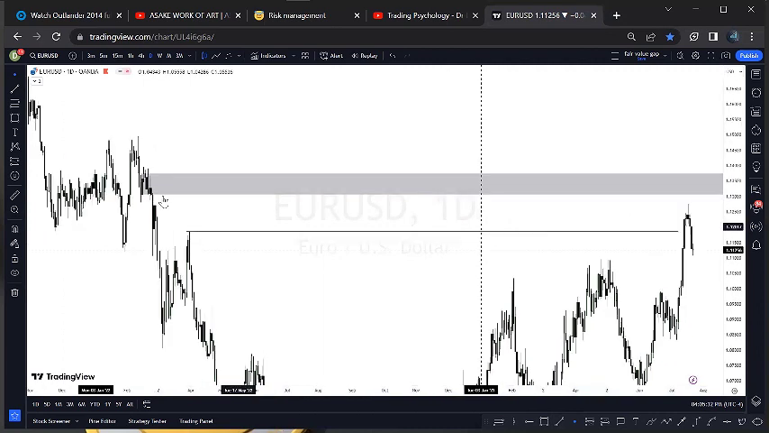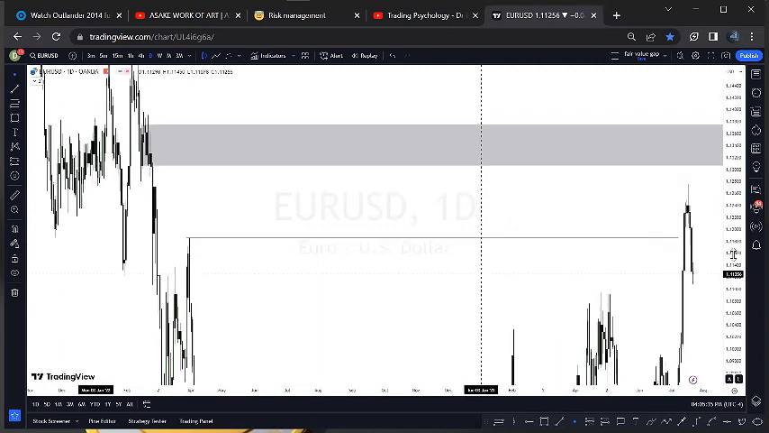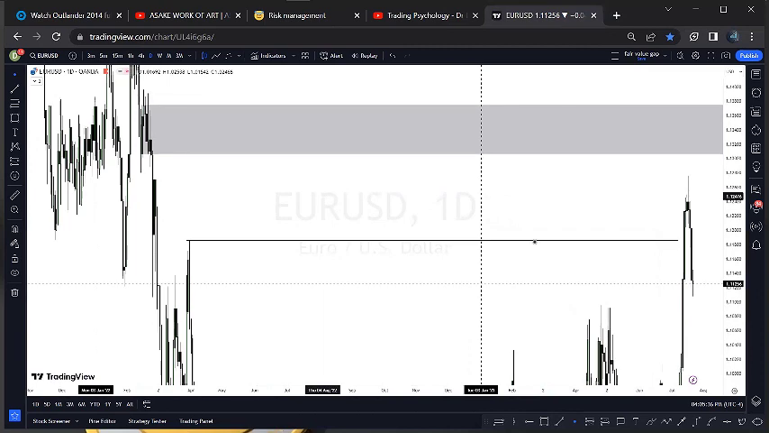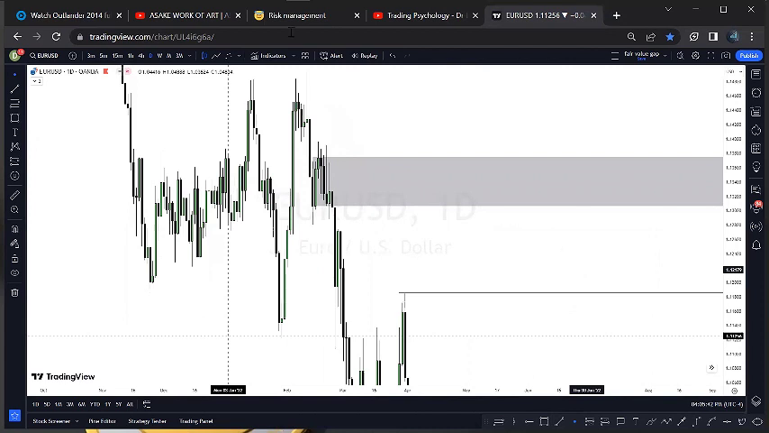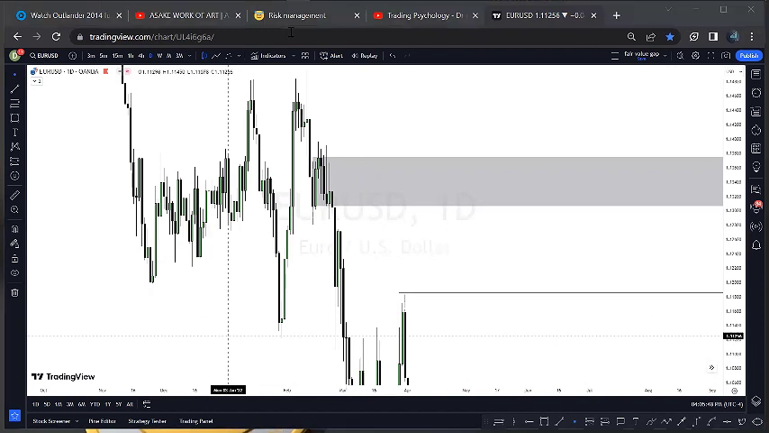From this high to this other block, what's the next thing? Can anyone tell me? Type it on the chat box ASAP. From this high to this other block here. What other liquidity points is in between this here and here?